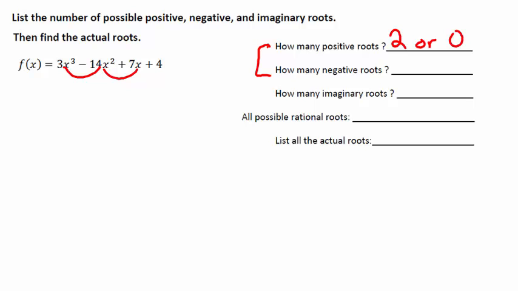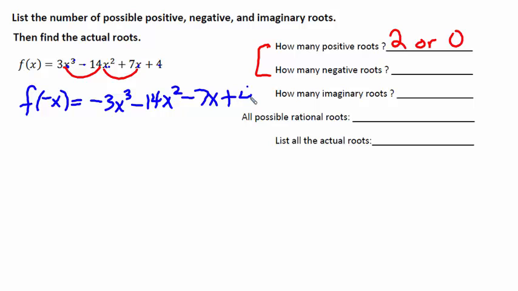As far as the number of negative roots, we need to first write the function for f of negative x. If I plug a negative x in for all these x's, my first term will come out negative because we're sending a negative to an odd power, which will switch its sign. The second term, we're sending a negative to an even power, so the sign will not change. Here we're sending a negative to an odd power, the sign will change. And at the end we have a constant. So we can see in f of negative x, there is only one sign change, which means f of x only has one negative root.